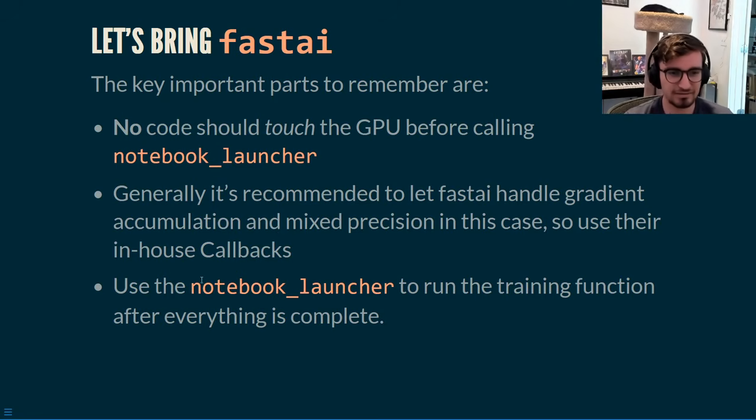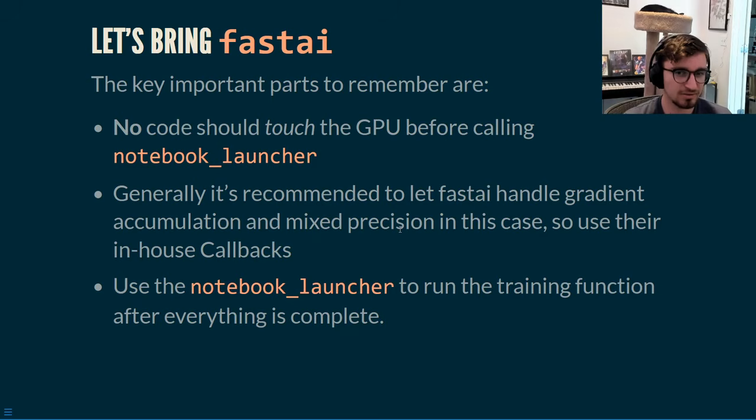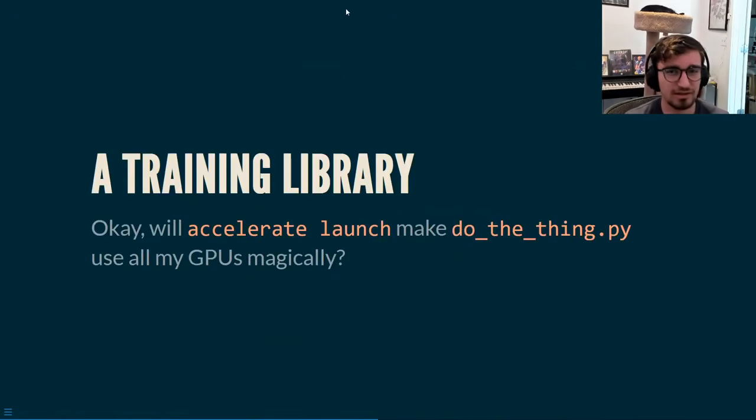And then finally, make sure Notebook Launcher is the last thing to run after everything is complete. I need to experiment with this, but I'm pretty sure you can't maintain the memory states in there, just based on how it works. So act like the Notebook Launcher is kind of an end of code. And actually, that's the end of the fastai lesson. So basically, this is a TLDR of how to do fastai with Accelerate.